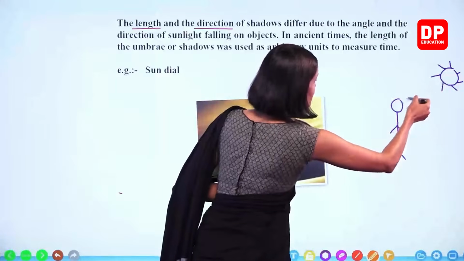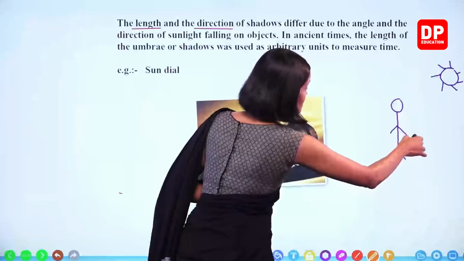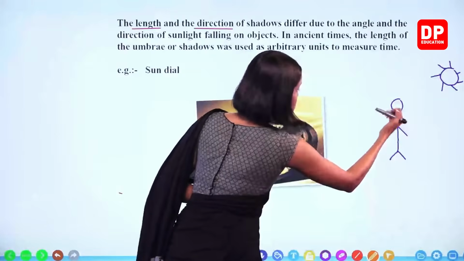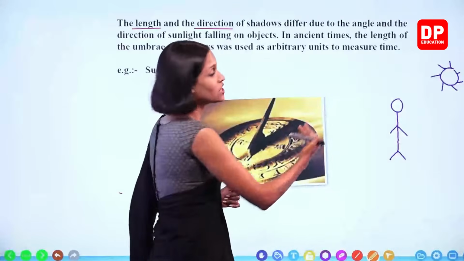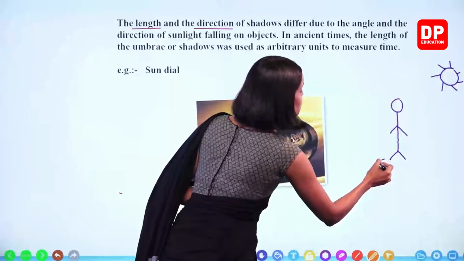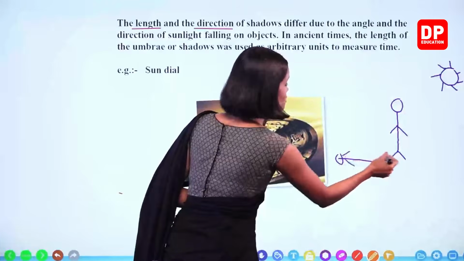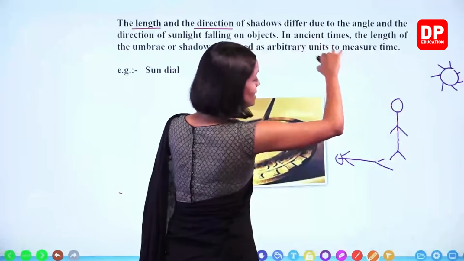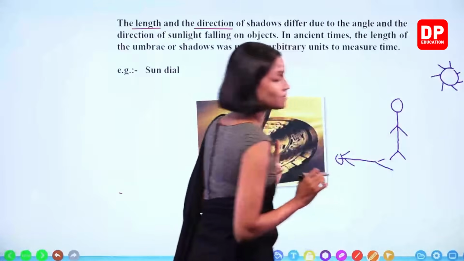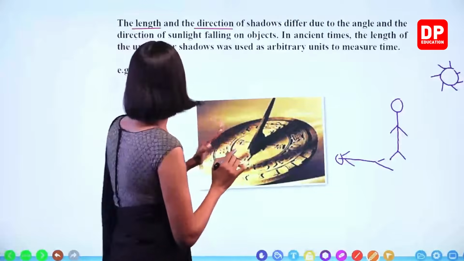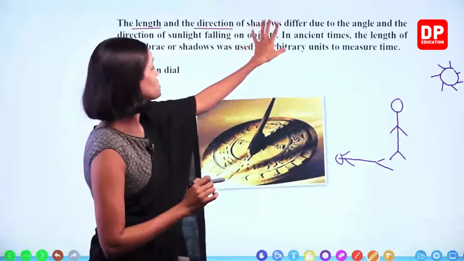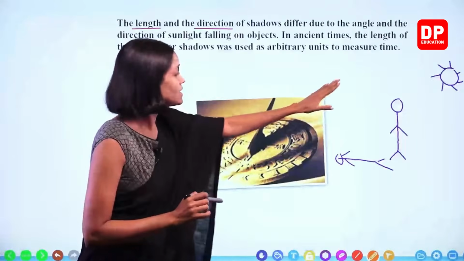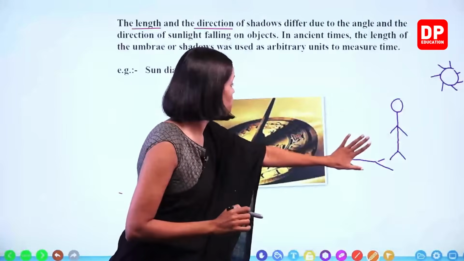Now you all know sunlight is coming from this side. This is considered as opaque material. Because this is opaque, what happens, children? The shadow is formed to this side, light will not reach. So accordingly, your shadow will form here. Right, children? Your shadow will form in this direction. What will happen if the sunlight comes from this side? Then your shadow will fall on this side. Okay, children? That is why the length and the direction of the shadows differ due to the angle and the direction of sunlight. So according to the direction of sunlight, this is how the direction of the shadow differs.